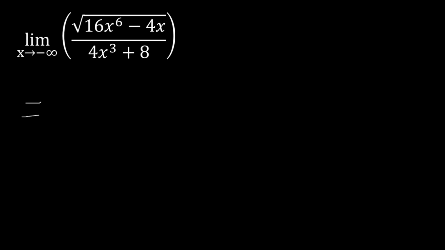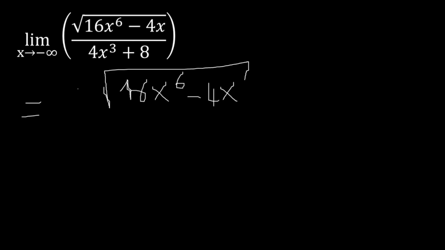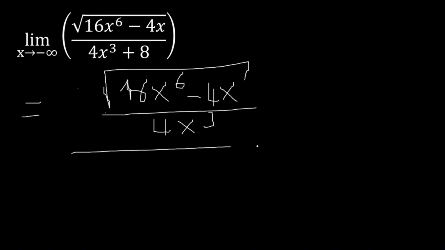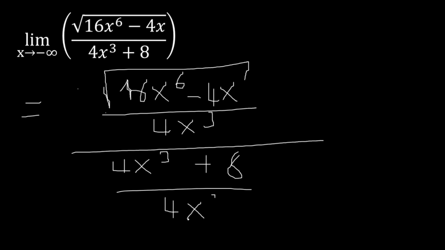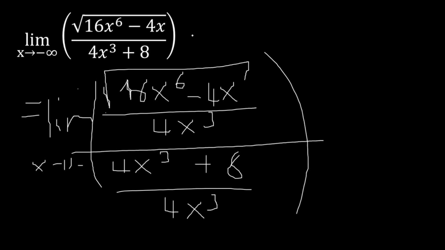And so we're going to divide this equation into 2. That will be the square root of 16x to the power 6 minus 4x all over 4x cubed. And at the level of the denominator, we have the same thing: 4x cubed plus 8 all over 4x cubed. Don't forget about the limit sign, as x extends to negative infinity. Some guys already know how the answer will look. That smart guy will just take it out and solve it. In the second method, we are going to use the smart guy method.